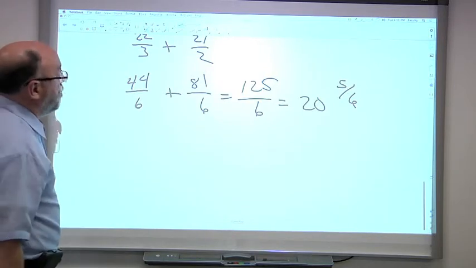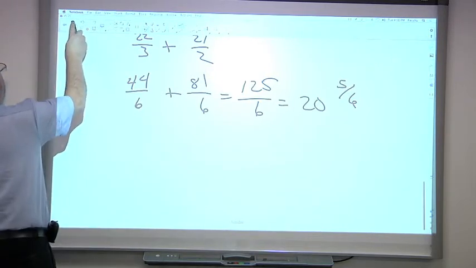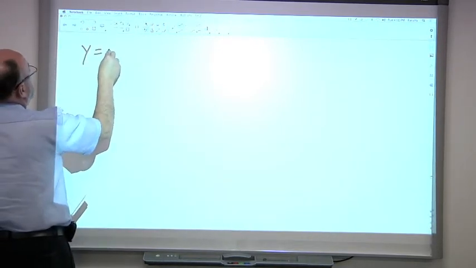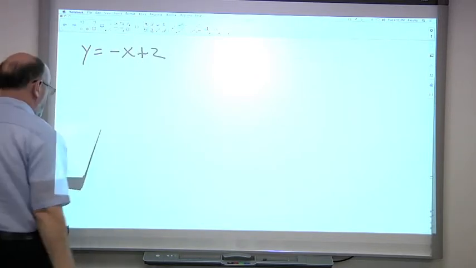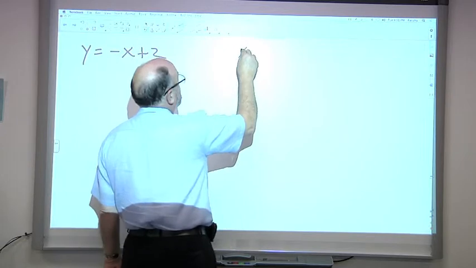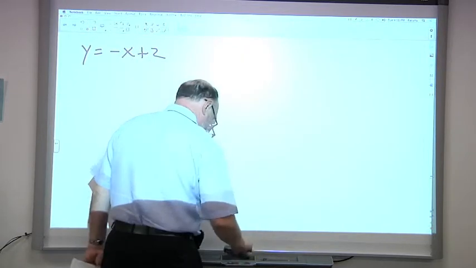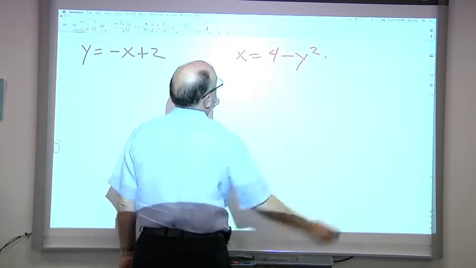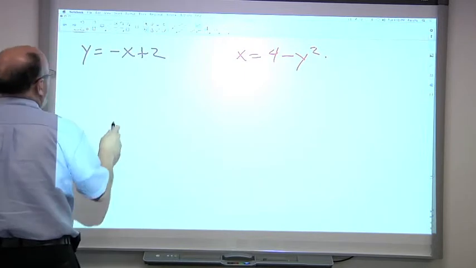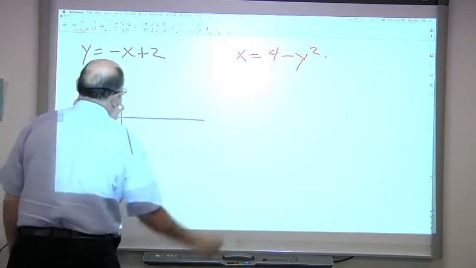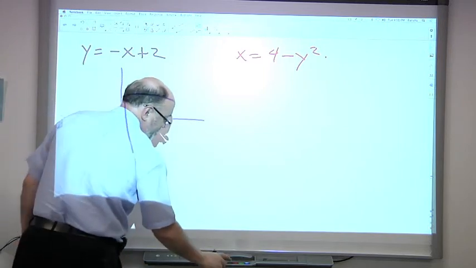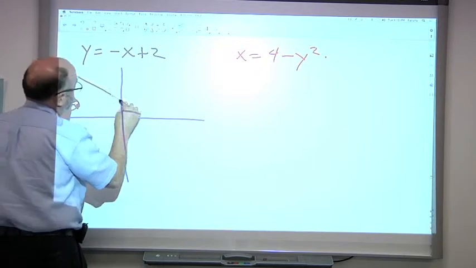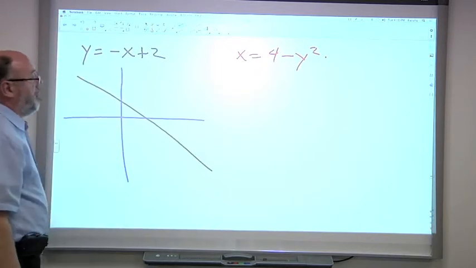Right? So one more, and that is, what happens if I have one that looks like this? So now I've got y equals minus x plus 2. And the other one is x equals, and again, let's change color, x equals 4 minus y squared. Again, I want to know what this looks like in terms of a graph. Well, this is just a straight line, y-intercept of 2, slope of negative 1. So it's going to look something like this.